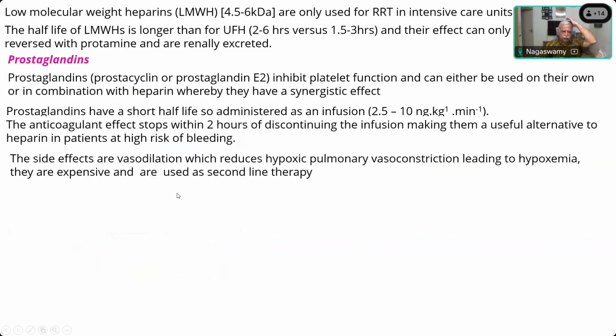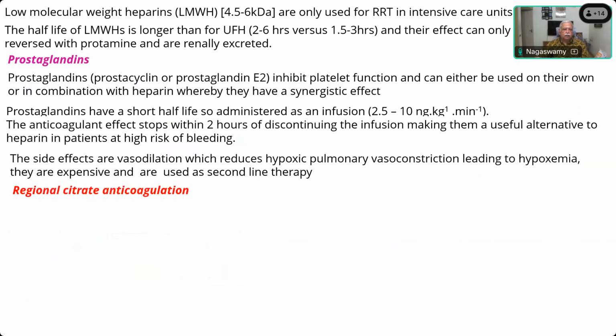The side effects of prostaglandins are that they can cause vasodilatation and reduce the hypoxic pulmonary vasoconstriction effect, leading to hypoxemia, and they are costly. They are not as cheap as the other two drugs, and they are used only as a second line therapy. So these are the three disadvantages. One, it interferes with the hypoxic pulmonary vasoconstriction and causes hypoxemia. They are expensive and they are not the first line of drugs for usage.